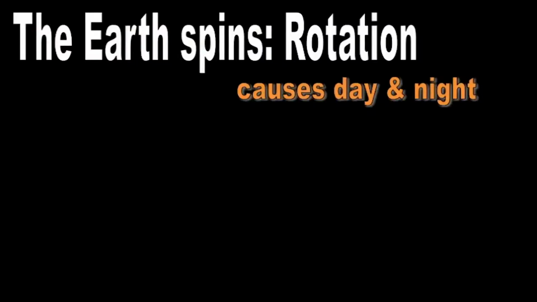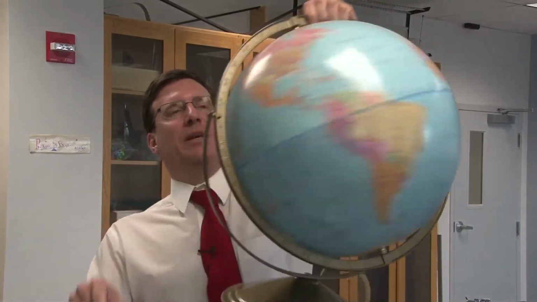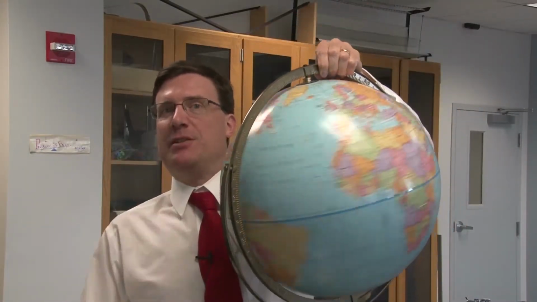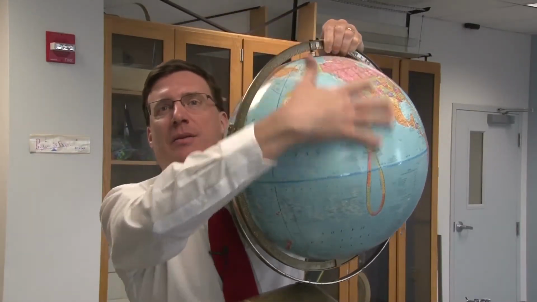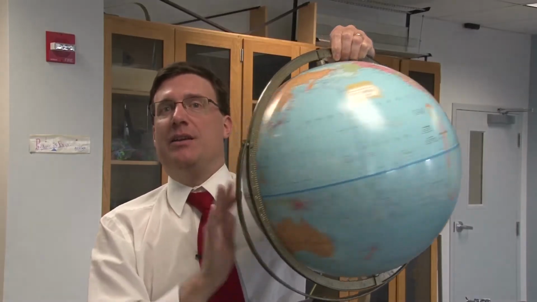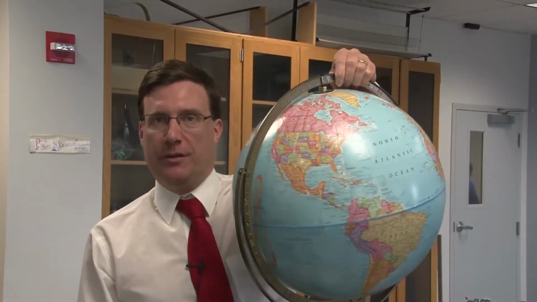Now, the Earth is very complicated as far as its motions are concerned. It has this motion called rotation. That's the spinning of the Earth, and it causes day and night. So here's my friend, the globe, and we simply spin it like this, and this is rotation. You see the bright spot from the light shining here. Places on this side are in the light. Places on the reverse side are in the dark.